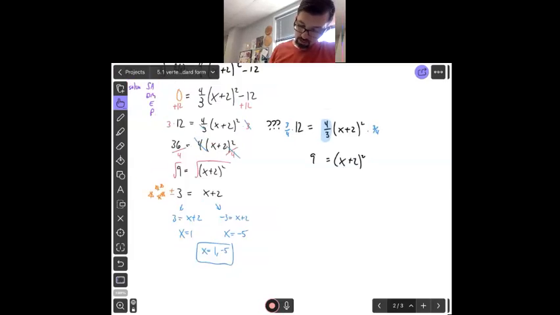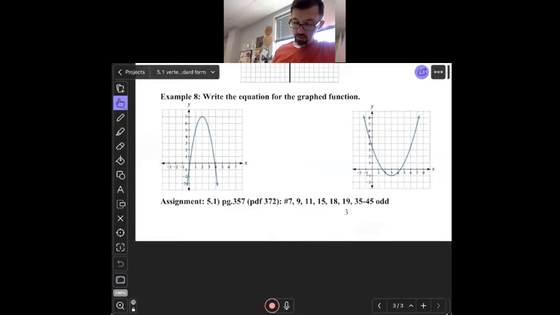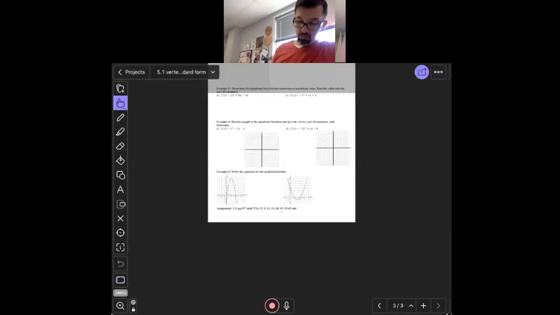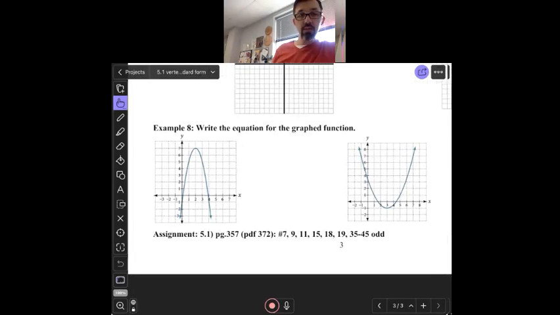All right, that's it for that piece. And then last thing, so on the last page of your notes for this section, you guys should have these two graphs there at the bottom. So on this page, you should have these two graphs.